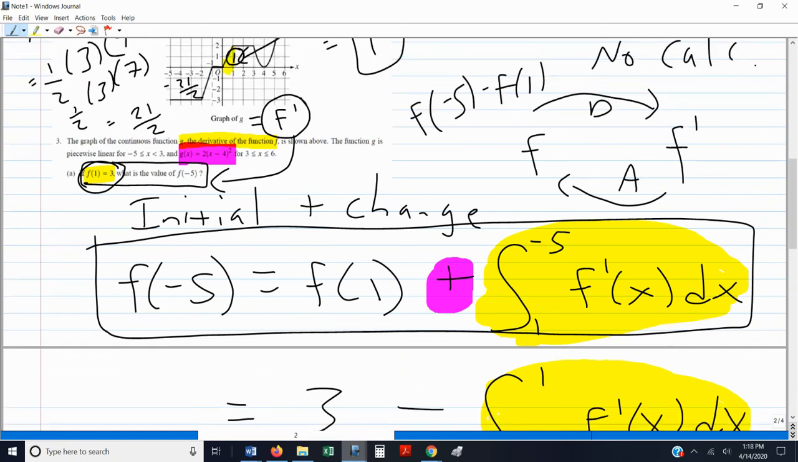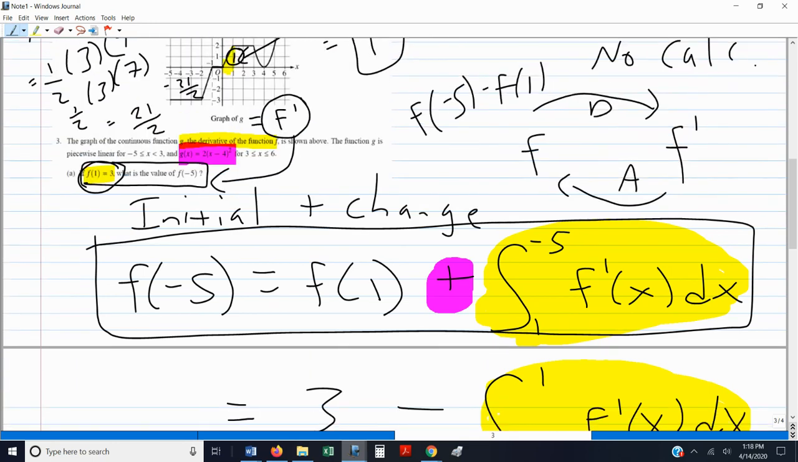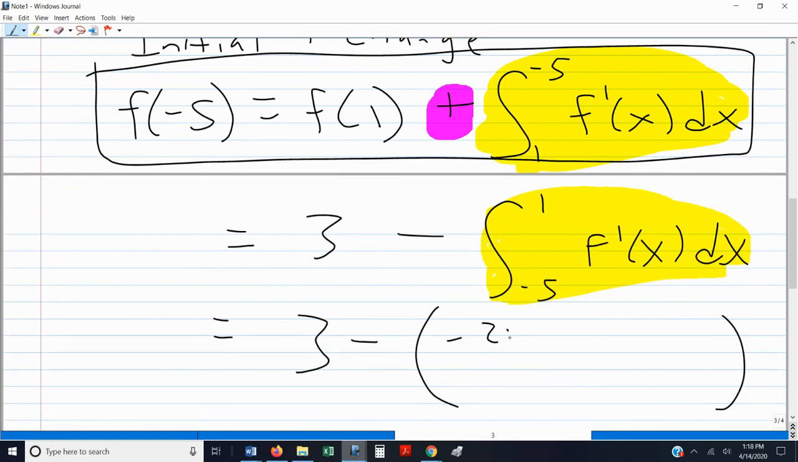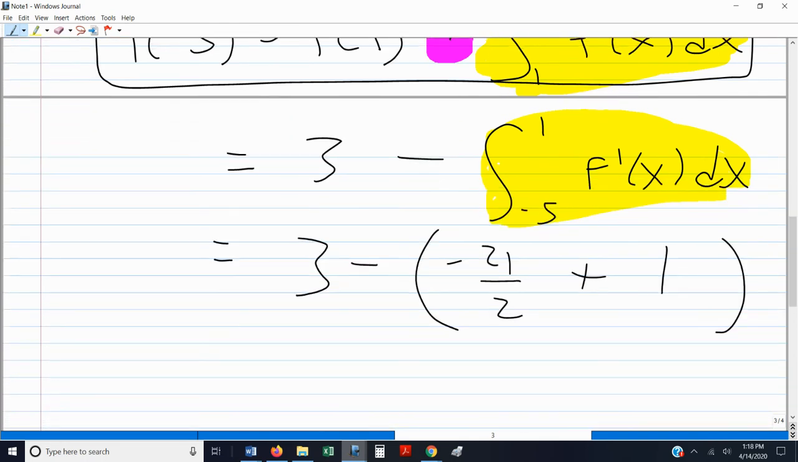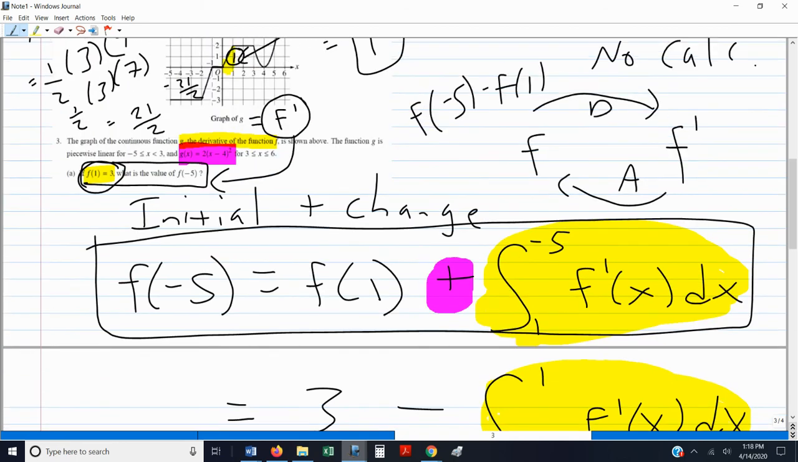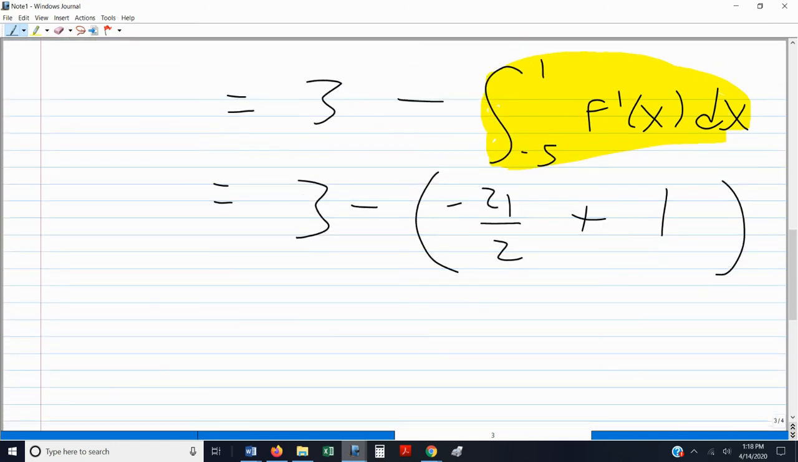and we have our areas. So we have f of 1 is 3 minus sign. The area from -5 to 1 was -21 over 2 and the positive 1. And I am just thinking, what is the value of f of -5? So I believe that you could be done at this point and leave it unsimplified.